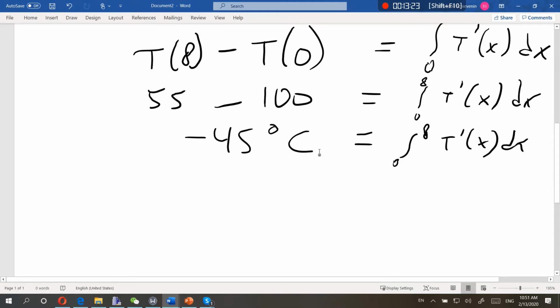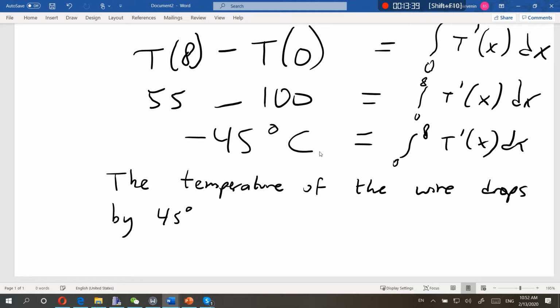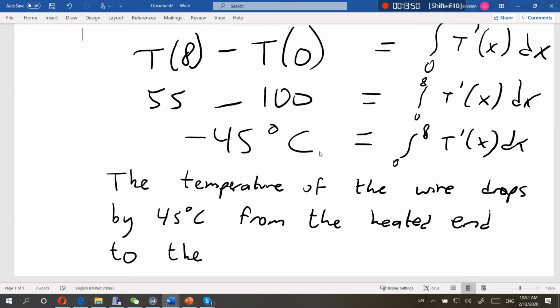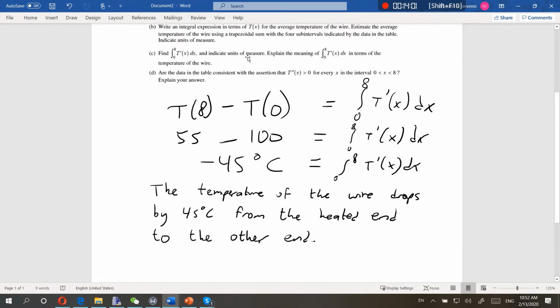So I could write something like the temperature of the wire drops by 45 degrees Celsius from the heated end to the other end. Okay, and we did indicate units of measure and explain the meanings. That should be good.